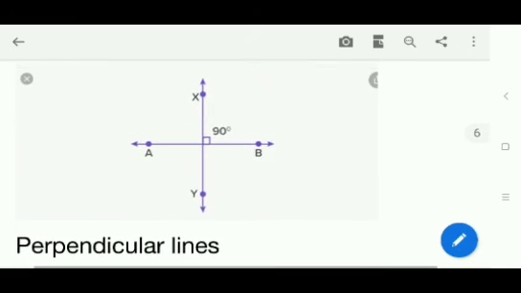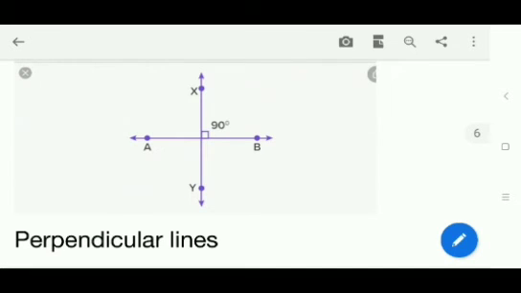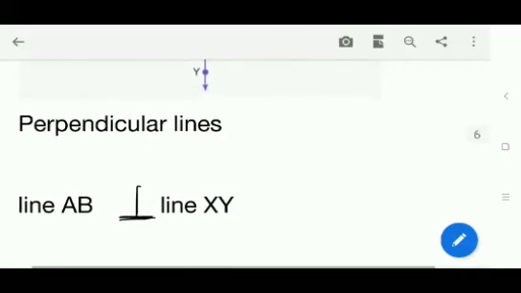Next we did perpendicular lines. Lines which intersect each other at right angle are called perpendicular lines. In this figure, line AB and line XY intersect each other at right angle, so they are called perpendicular lines. This is the symbol we use for perpendicular. Here the example, line AB is perpendicular to line XY. Look at this symbol which we use for perpendicular.